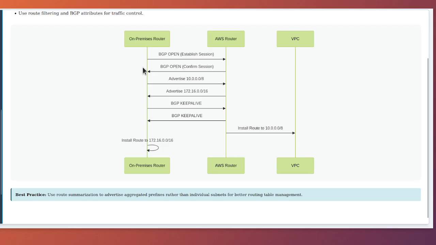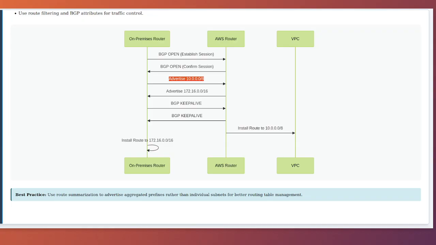Starting from the on-premises side, your router advertises routes for your internal networks to AWS. For example, if your data center uses RFC 1918 network space, your router advertises this prefix to AWS via BGP. This tells AWS how to route traffic destined for your on-premises resources back through the Direct Connect connection.